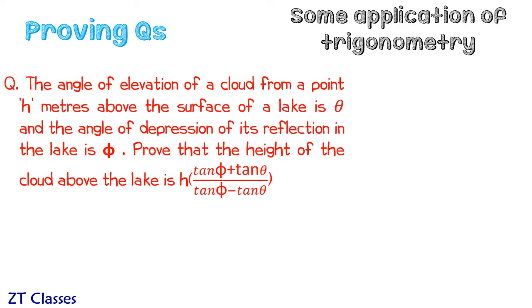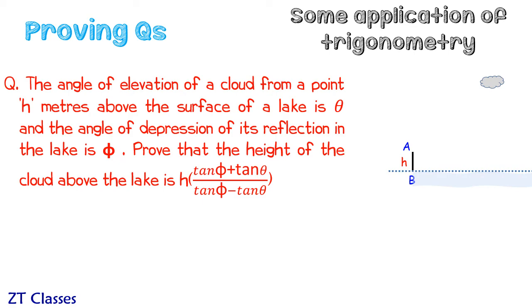Let's see the question. The angle of elevation of a cloud from a point h meters above the surface of a lake is theta. So we have a lake and a cloud, and its angle of elevation is measured h meters above the surface. Let's say AB is the height h meters, and from point A the angle of elevation is measured.